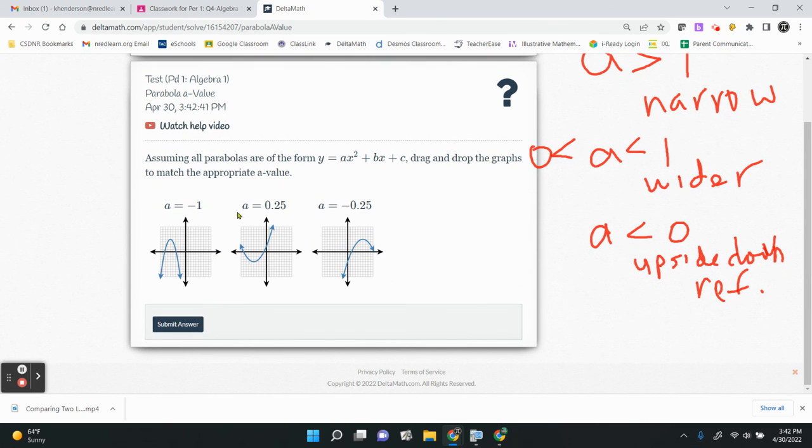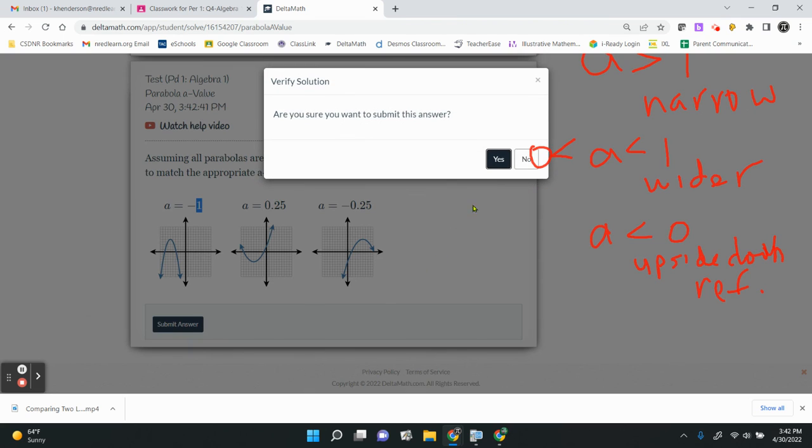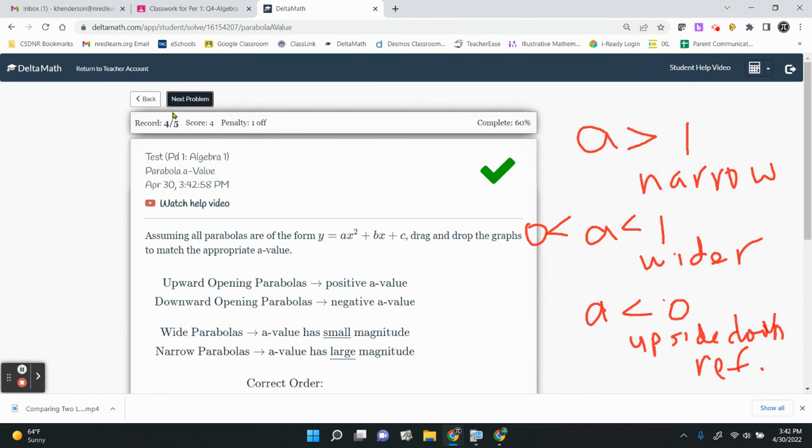Looking for negative values means they're upside down. So this one is in the right position. This one is the fractional value, so it's more wide. And this one is the 1 value, so it's more narrow. Fantastic. All right, that concludes this lesson.